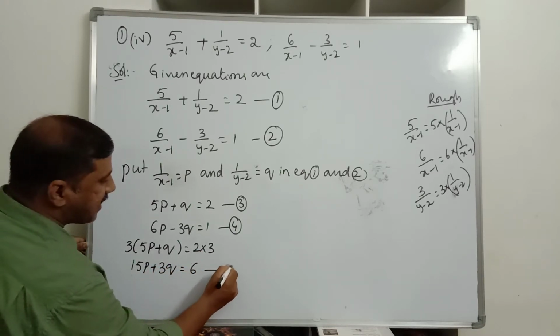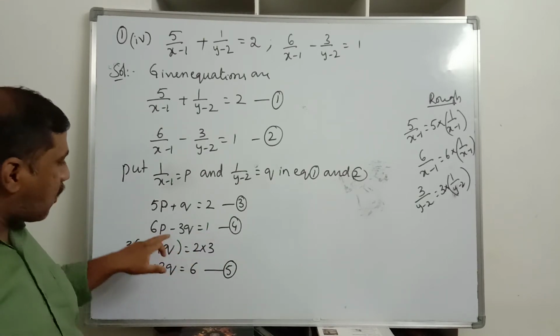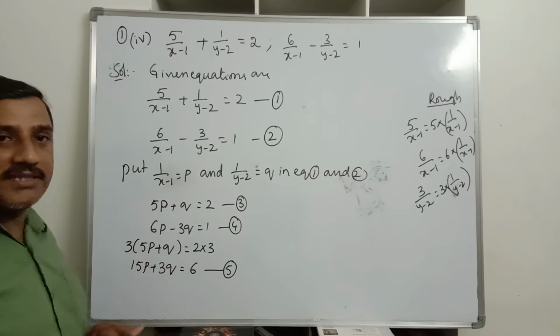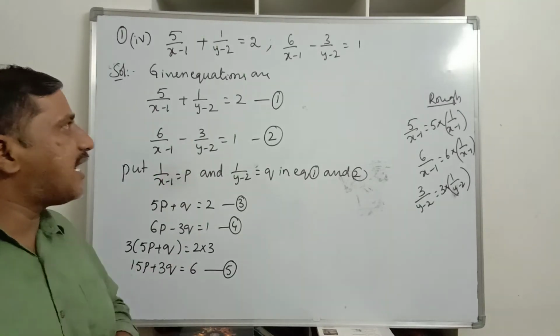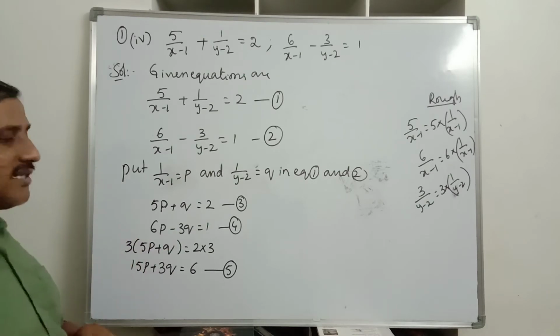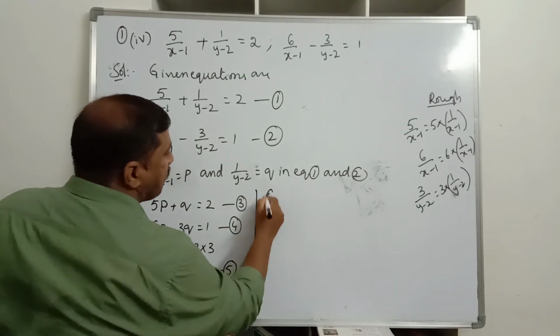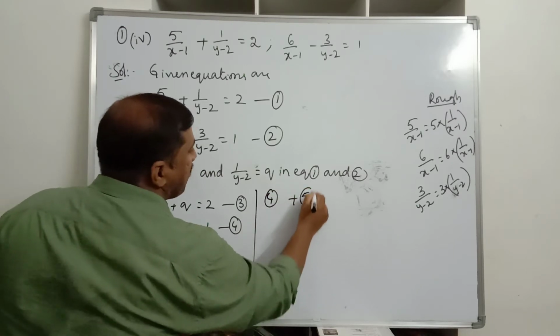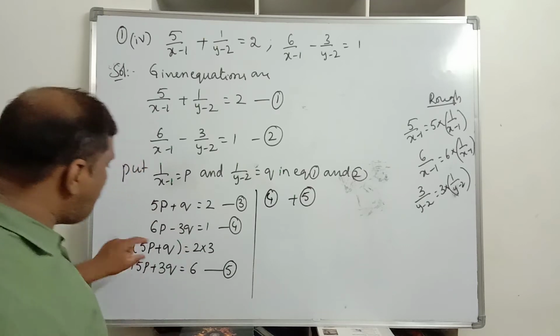Take this as equation 5. Observe equation 4 and equation 5. The coefficients of q are minus 3 and plus 3, the same coefficient with different signs. So what to do? Add both the equations, then q will be cancelled and we will find the p value. That is, equation 4 plus equation 5. Which method did I use here? That is the elimination method, eliminating the variable q.